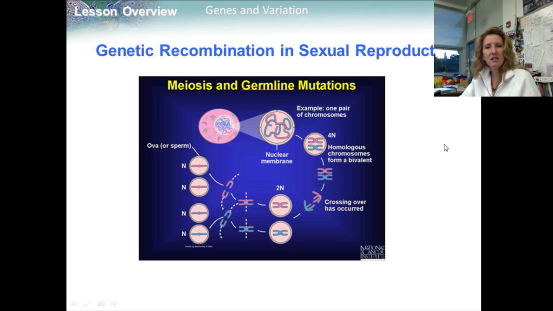Crossing over, tetrads, which occurs during meiosis, is another way in which genes are recombined. Crossing over further increases the number of new genotypes created. Genetic recombination is the reason why individual members of a species differ from one another.